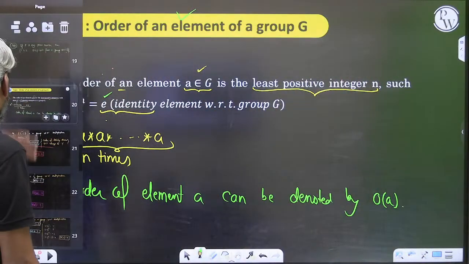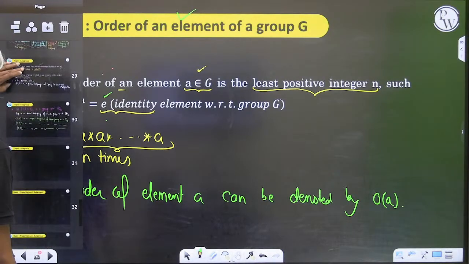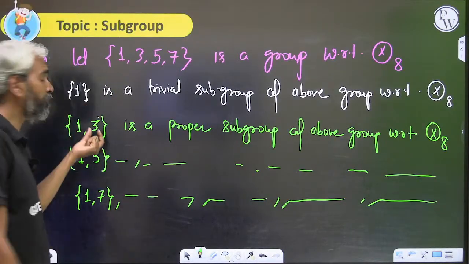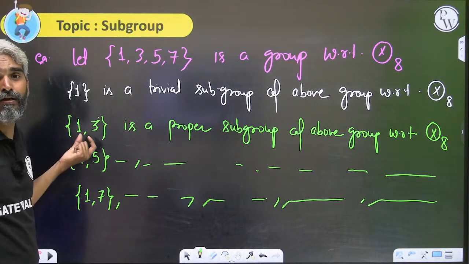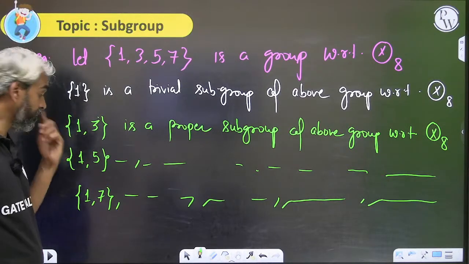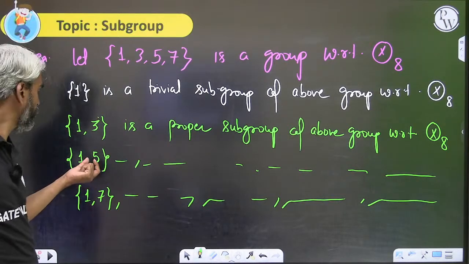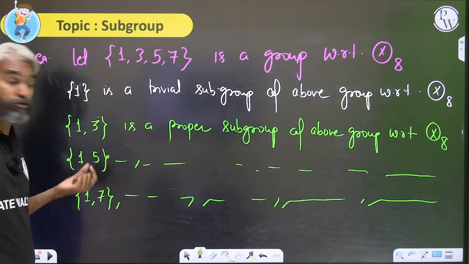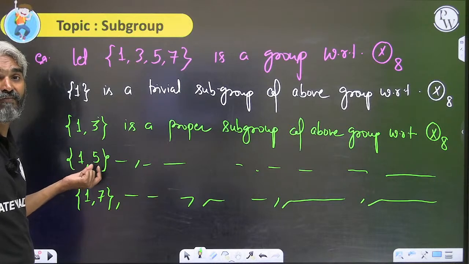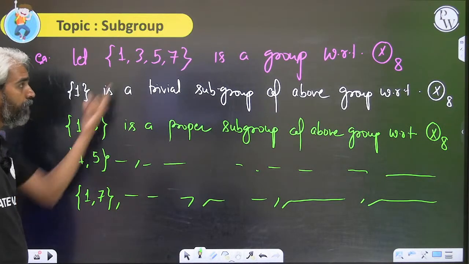So what is happening? 3 raised to the power 1 will be 3, 3 raised to the power 2 will be 1. So before producing the identity element, 3 has generated two elements, 3 and 1. 5 raised to the power 1 will be 5, 5 raised to the power 2 will be 1. So before generating the identity element, 5 has generated two elements, 5 and 1. Therefore, it is a subgroup of the above group.